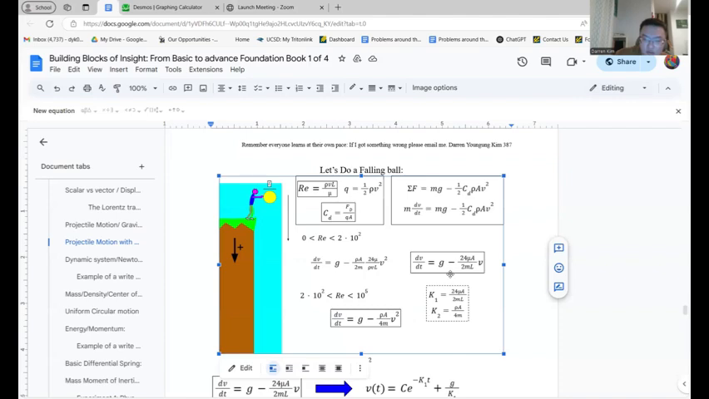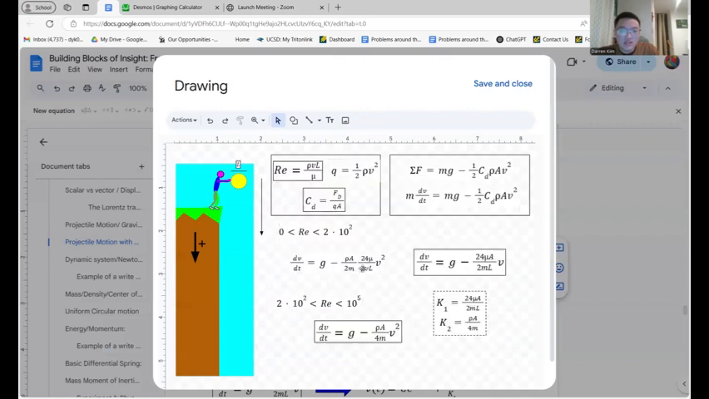So I think I got it. Because you can't have air resistance pulling an object up. That's physically impossible. So you're going to have to figure out terminal velocity. Okay, so let me see terminal velocity real quick.